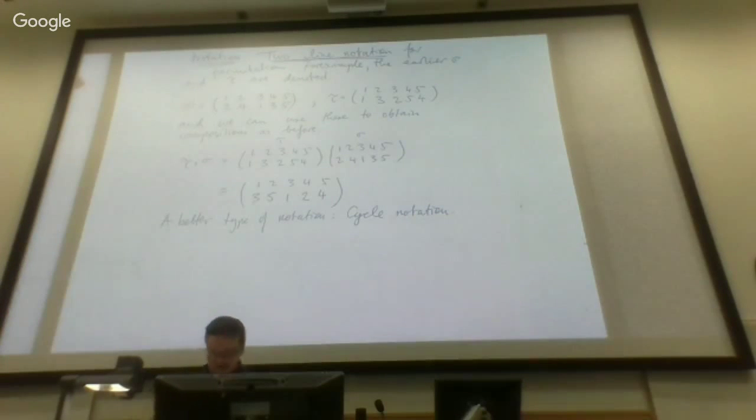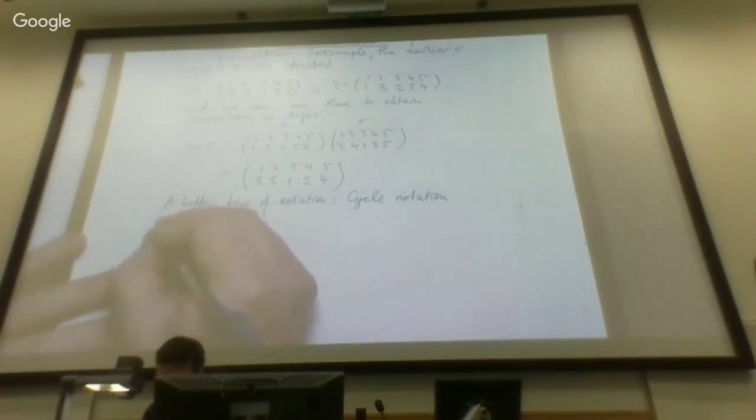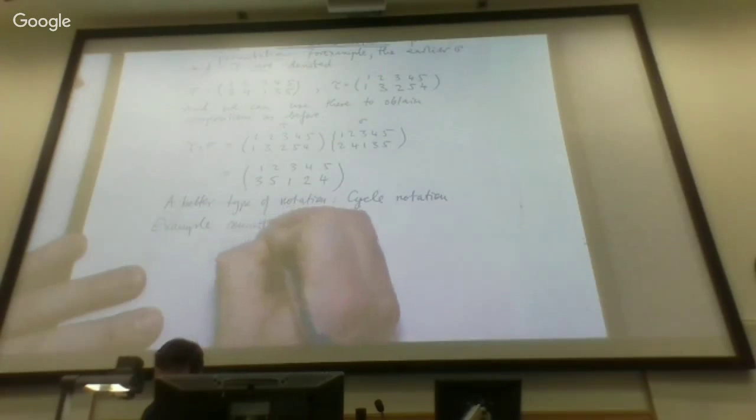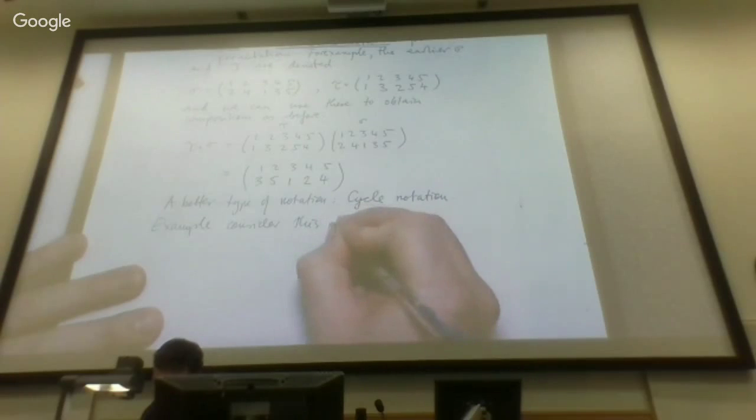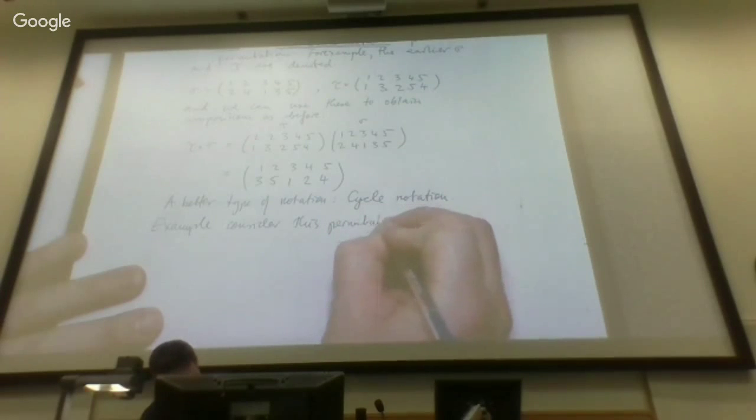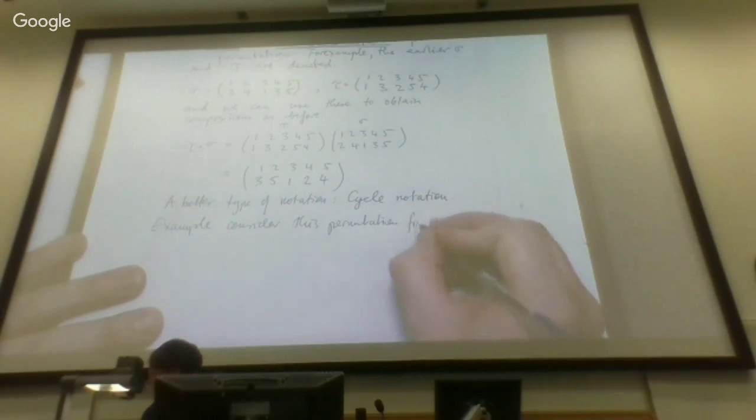Now, before we look at cycle notation, let's think about the idea of cycles. Within any permutation, there is structure inside it. So for example, consider this permutation from S8.